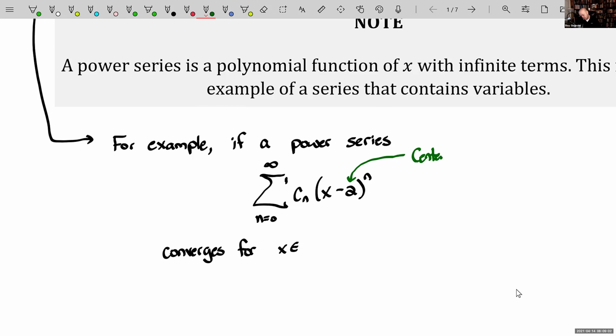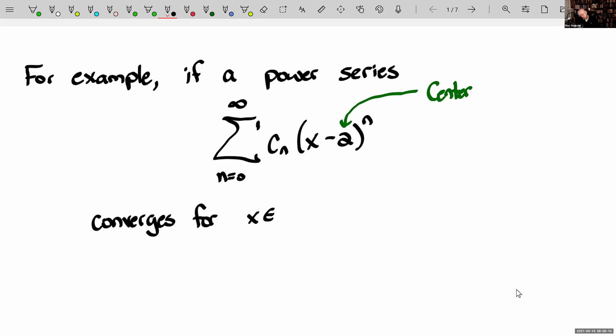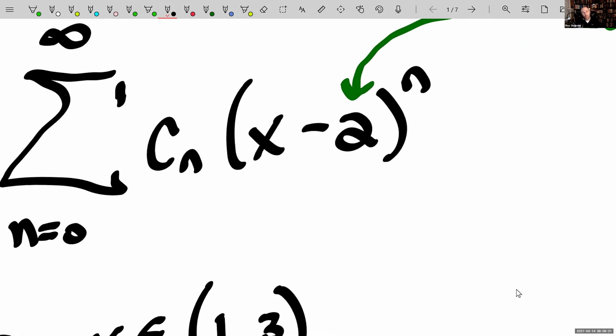It's called the center for a very specific reason, and you'll see it right here. Let's suppose that that power series converges for x values between, I don't know, 1 and 3. Notice the center of that convergent interval is 2. The middle point between 1 and 3 is 2. A power series will always converge at its center. This power series will always converge if I let x equal 2, because you're adding up 0 forever, and the sum of 0 is 0. It converges to 0, right?